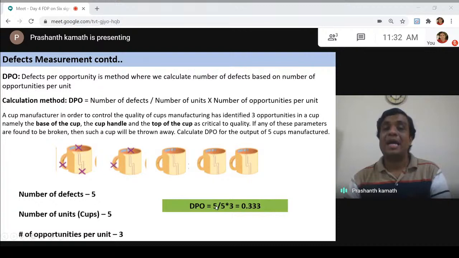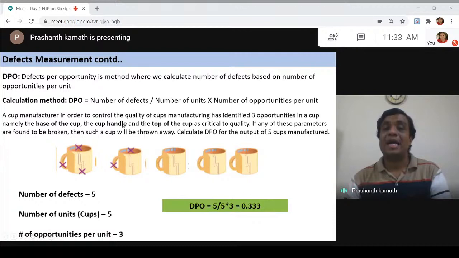So when the numerator shrinks, this value also shrinks. For example, this would be 3 and this would be 15. 3 by 15 is lesser than 5 by 15. Don't you agree with that? Right? So the inference is lesser the DPO score, better or accurate is the process.